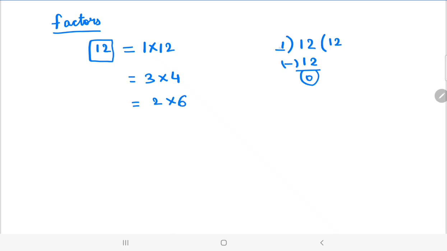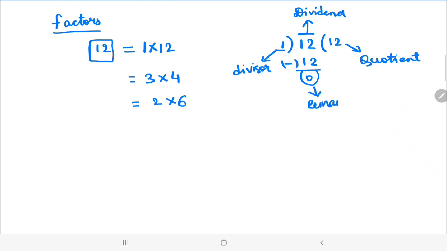So if we see here, this 1 here is known as divisor. This 12 is known as quotient. This 12 which you see here, that is known as dividend. And this 0 is known as remainder. So these are the basics of division which you all are familiar with. So whenever you do division and you get the remainder as 0, then this divisor and the quotient are said to be the factors of the dividend.